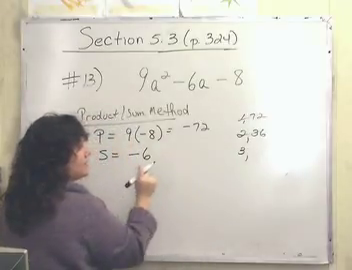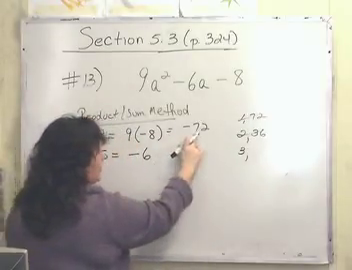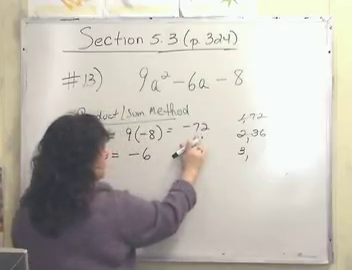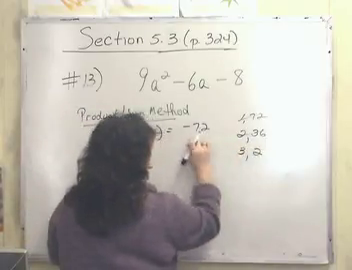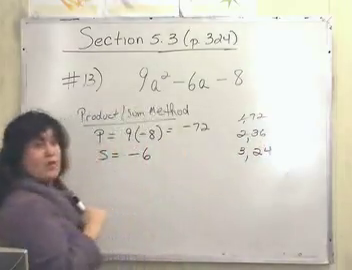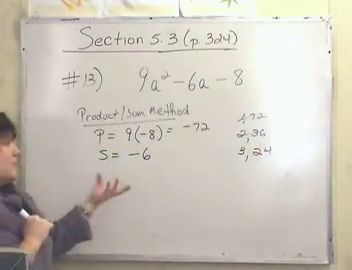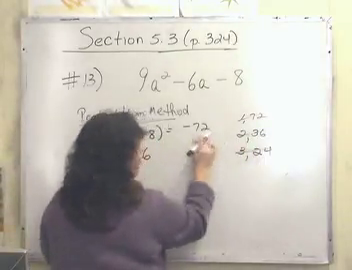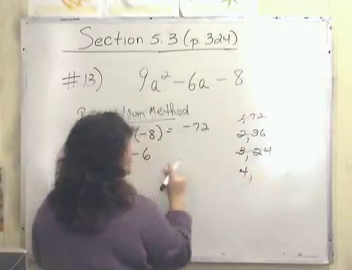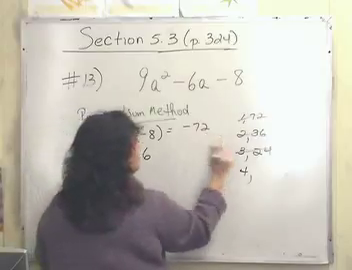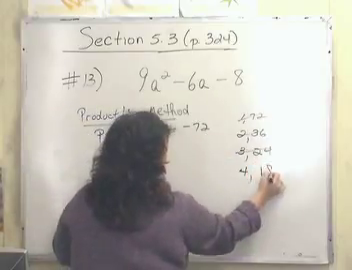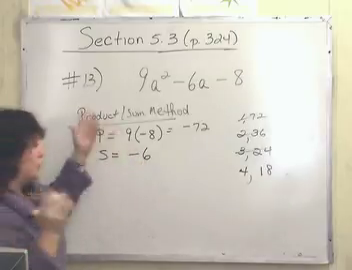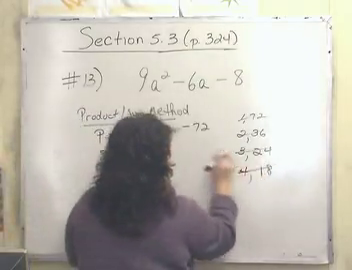3 and 24. 3 times 24 gives me 72, but if I add or subtract, will not give me the 6. I know 4 goes into 72 also. 4 into 72 will be 18. 18 minus 4 will not give me the 6.